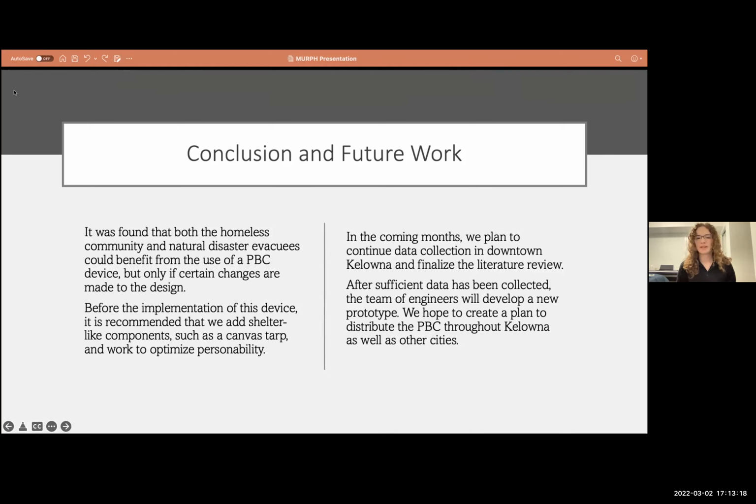Before the implementation of this device, it is recommended that we add shelter-like components such as a canvas tarp and work to optimize personability. In the coming months, we plan to continue data collection in downtown Kelowna and finalize the literature review. After sufficient data has been collected, a team of engineers will develop a prototype that best fits the target communities based on the feedback we have received. After the prototype is complete, we plan to create a plan to distribute the PBC throughout Kelowna, as well as the possibility of distributing it within other cities in Canada.